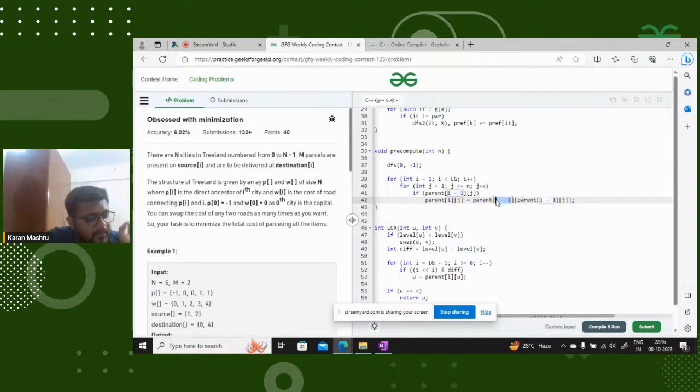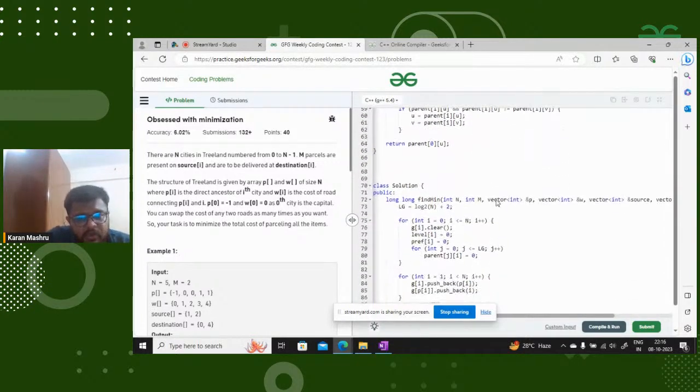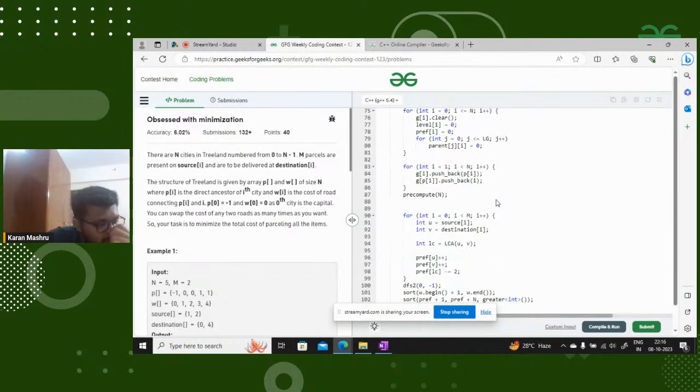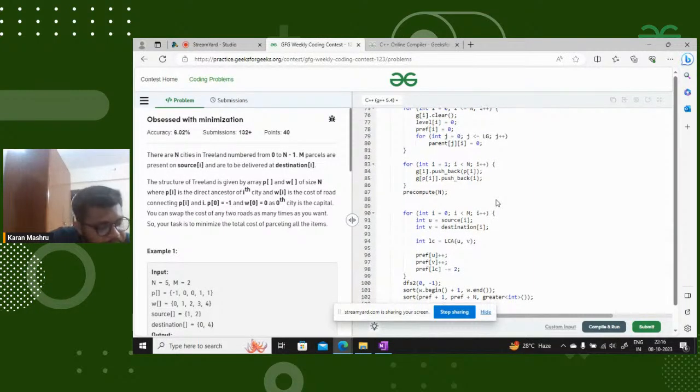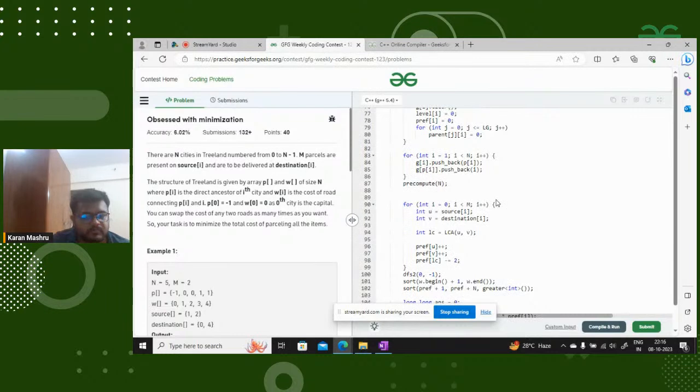So is the pre-computation function clear? Let me know. Please let me know. Then we'll move further.